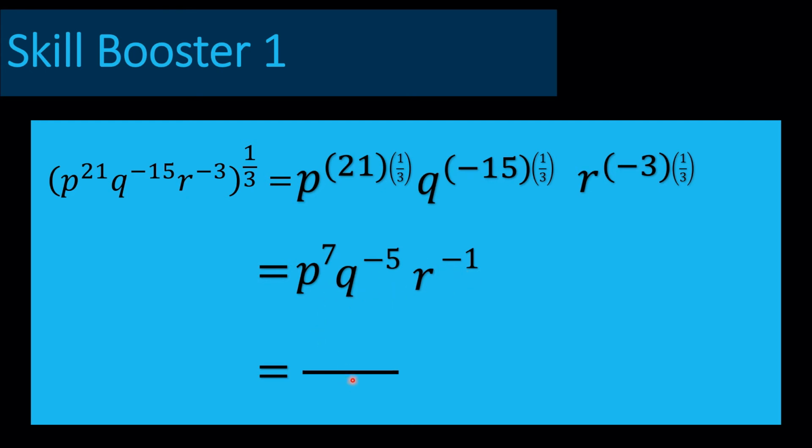Okay, so to illustrate, we have p to the power of 7, then q to the power of 5. Because the exponent is negative, to make it positive, we just transfer it to the denominator. And then similar with r to the power of negative 1, that will become r to the power of 1. And again, we don't need to write exponent 1. And that's it. Magic rectangle.